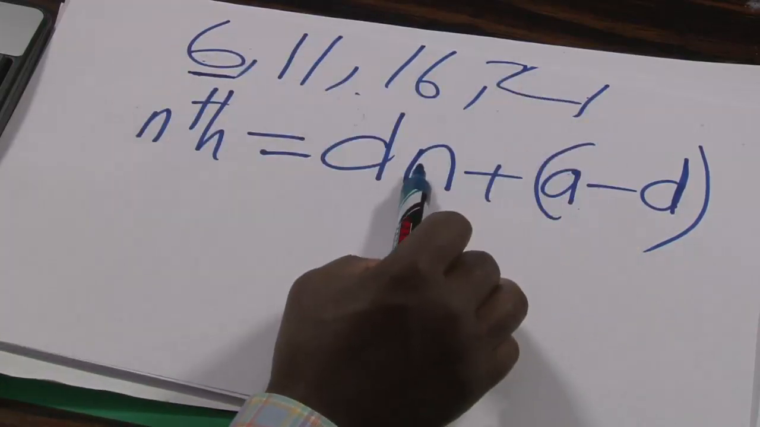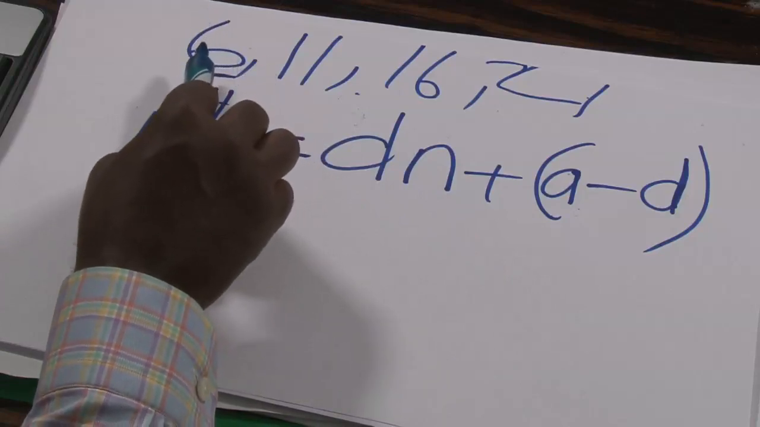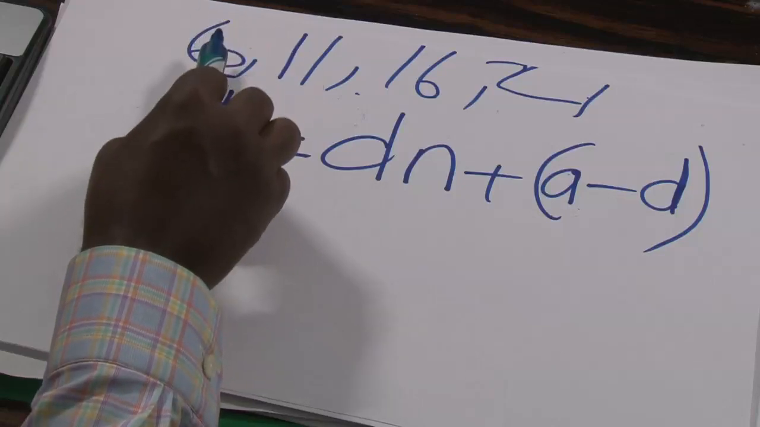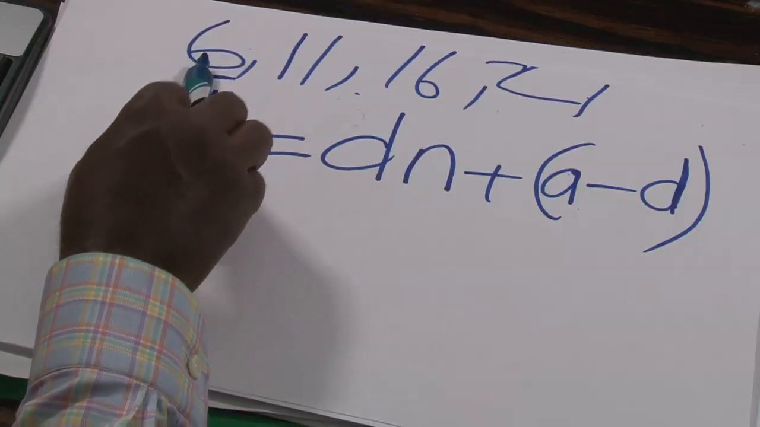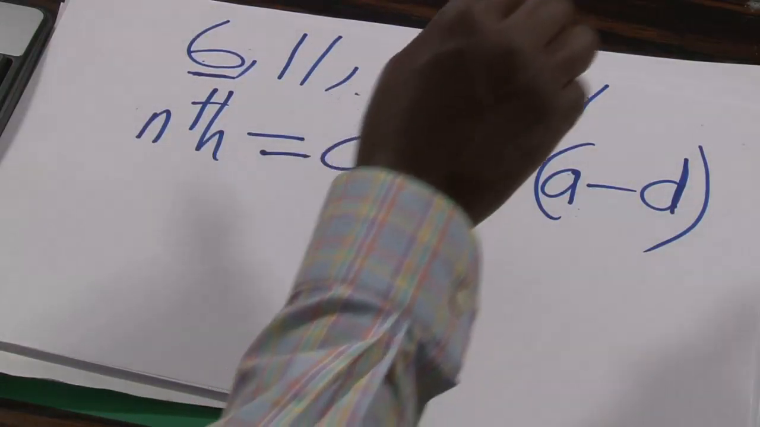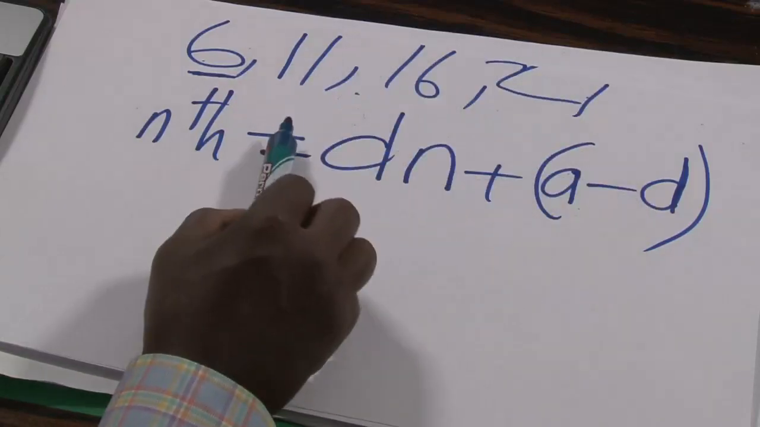And then the n represents the number of terms. So we are talking about the term number. We say 1 is the term number for 6, 2 is the term number for 11, 3 is for 16, and so on and so on. So you count the number of terms.